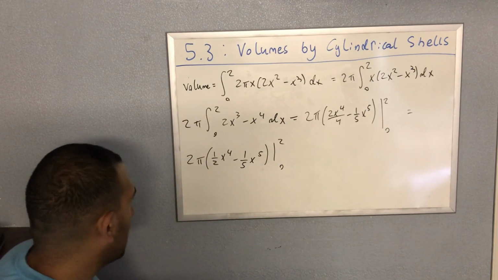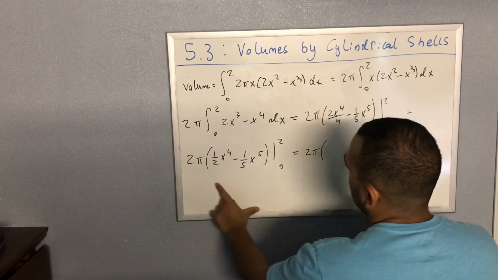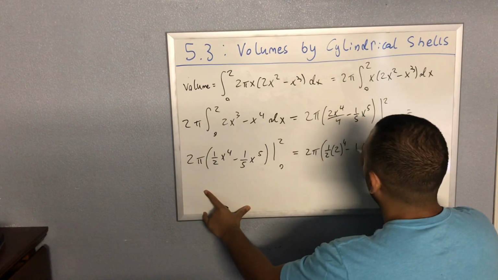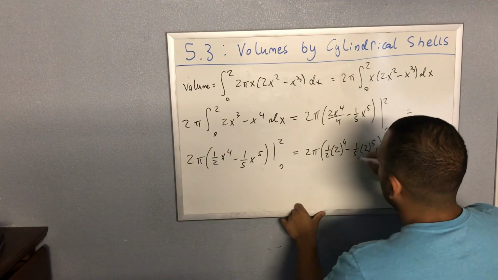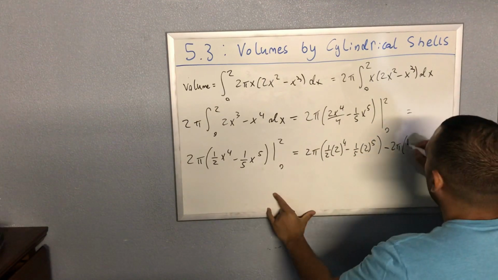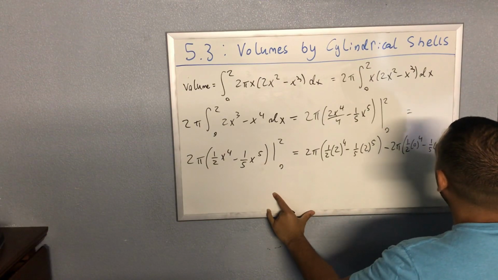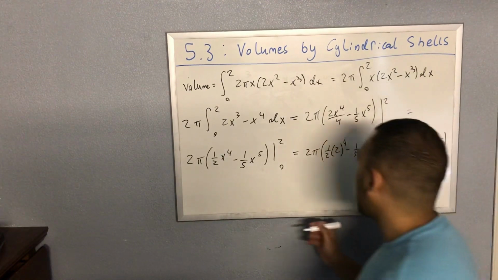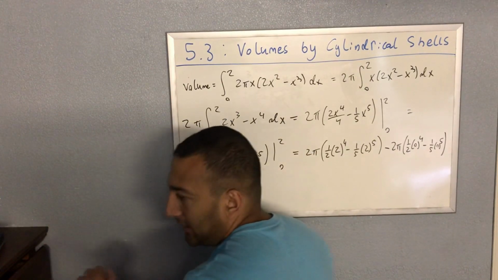Which will just be 2 pi times, stick 2 into this, so you get 1/2 2 to the 4th minus 1/5 2 to the 5th minus 2 pi times just 0 and 0, right? 1/2 0 to the 4th minus 1/5 0 to the 5th. So this will be 0. And then when you do everything here, you get the final answer of 16/5 pi.